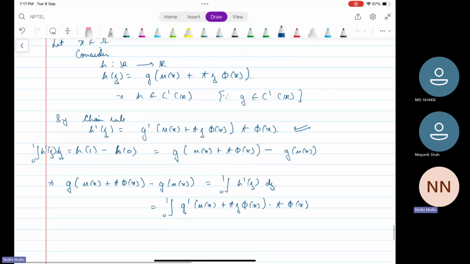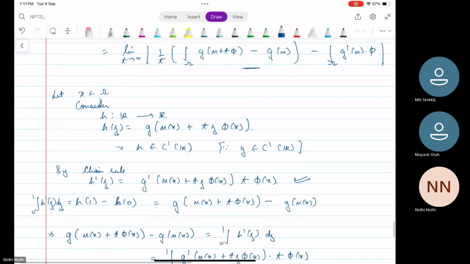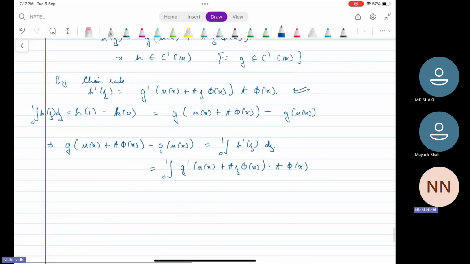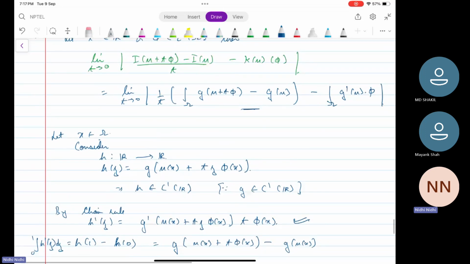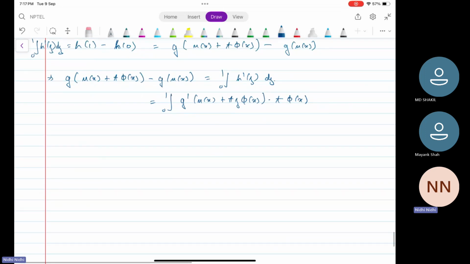So why are we doing this? Because we want to evaluate this term. So we have g(u + tφ) minus g(u). This is given by this integral, and that was I(u + tφ). So I hope it is fine till here.